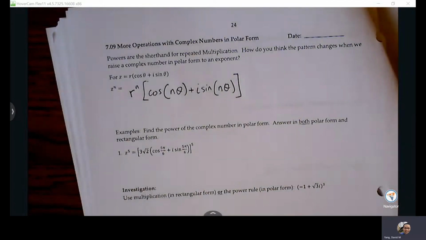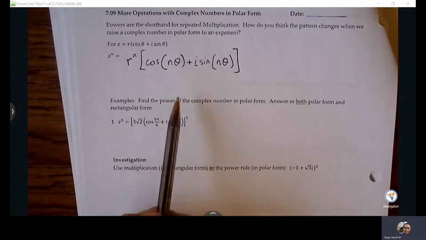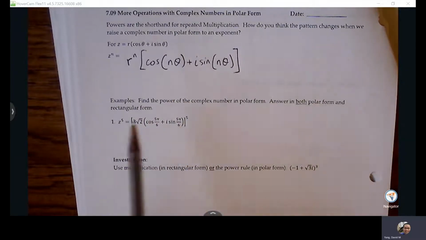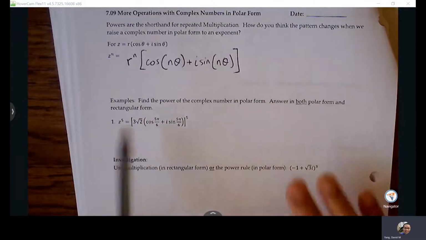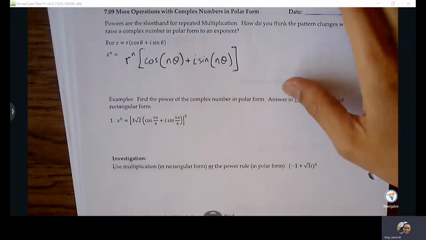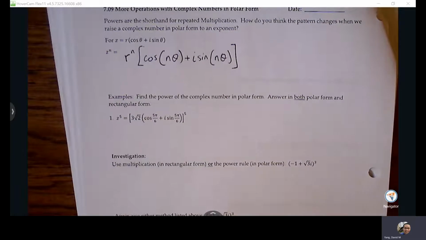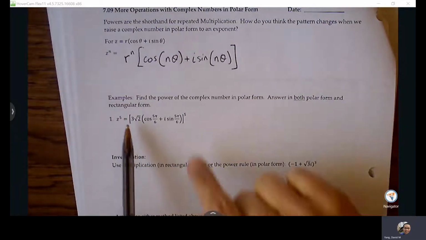Okay, so let's look at the first example here. Find the power of the complex number in polar form. Answer in both polar form and rectangular form. So we're just always going to get to the polar form first, and then the rectangular form. You can think of it as r cosine theta, r sine theta, or you can just think of it as taking that radius and distributing through the parentheses, right? So maybe that's a quicker and faster way of thinking about it. Okay, but let's go through this step by step.